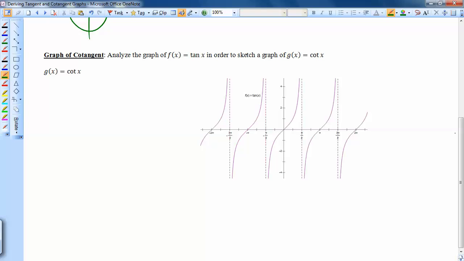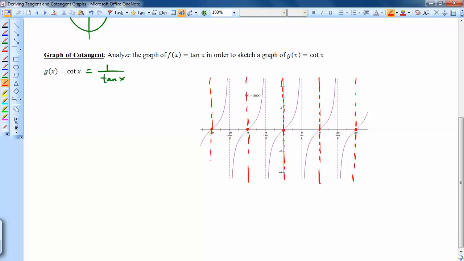To get the graph of cotangent, well, that's the same thing as 1 over tan. And so anywhere that tan is 0, cotangent's going to explode with those vertical asymptotes. So anywhere that tan is 0, cotangent is going to have an asymptote. It's 0 here, asymptote for cotangent. Tangent 0 here, asymptote for cotangent. 0 here, asymptote. 0 here turns into an asymptote.